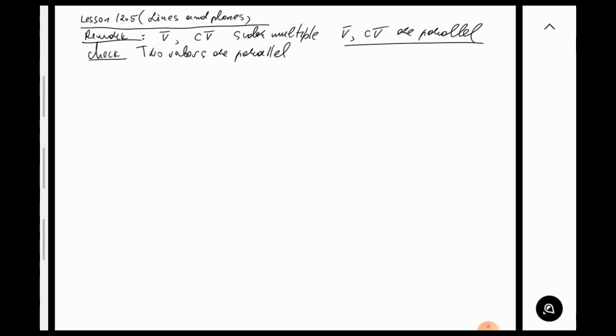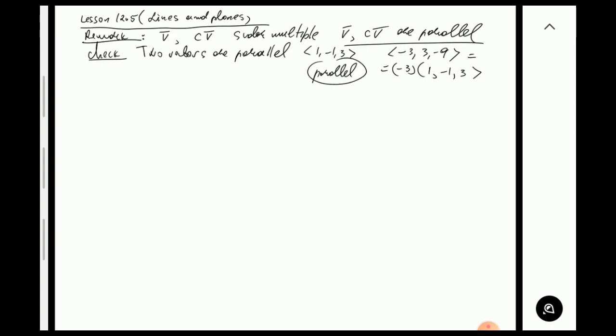So for example, let's say I have a vector 1, minus 1, 3, and another vector minus 3, 3, and minus 9. I can quickly see that the second one here, if I pull out the scalar minus 3, that's going to be 1, minus 1, and 3. So therefore, these are parallel.